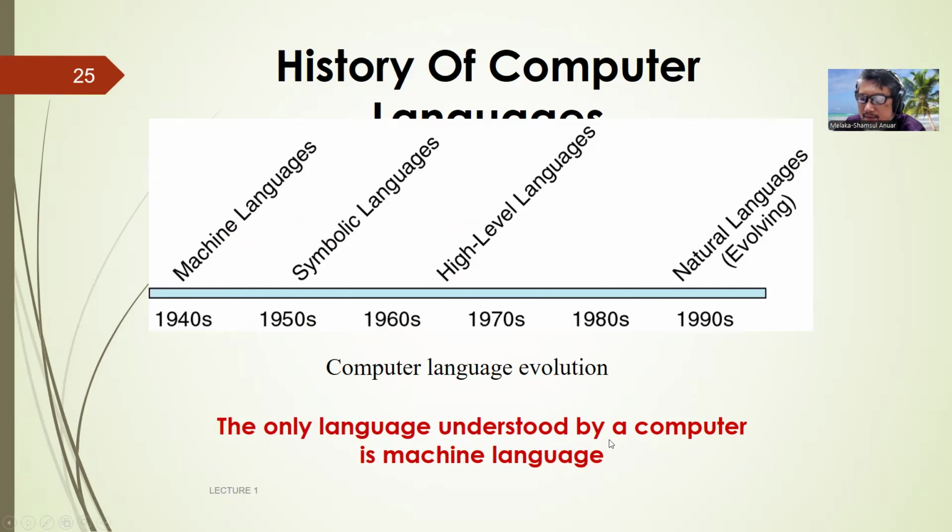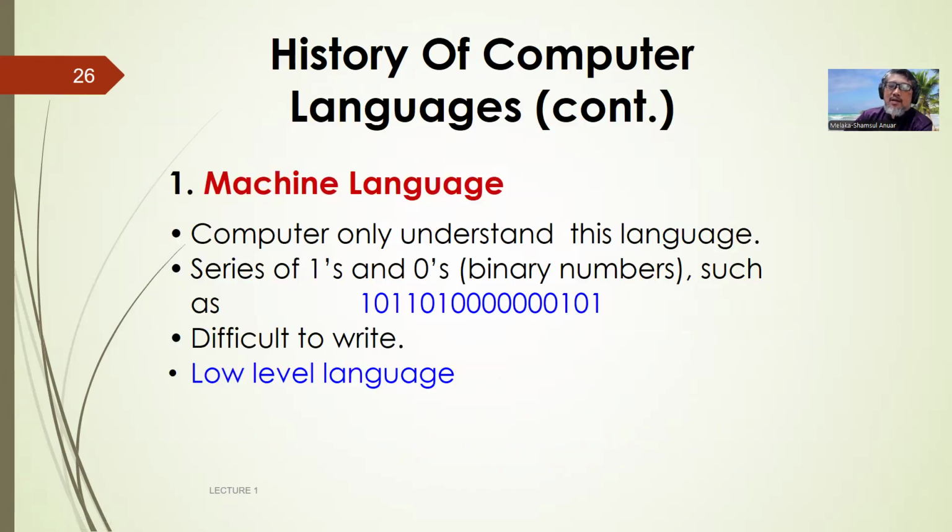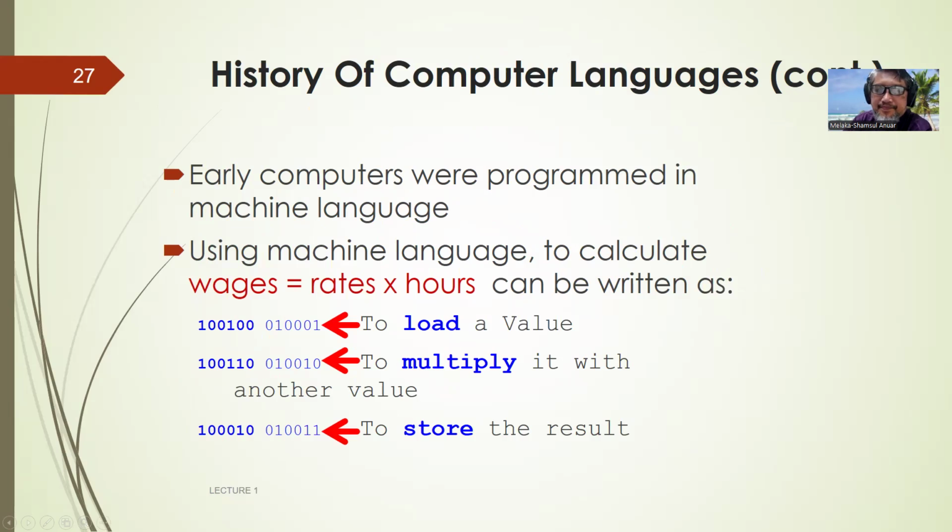So the only language understood by the computer is the machine language. So at the back of all this progress, the computer only understands the machine language. So it's difficult to write unless you are very gifted and trained to do this kind of language.